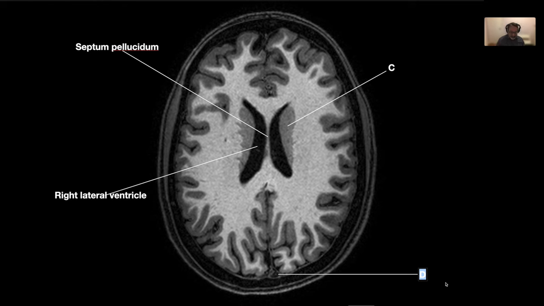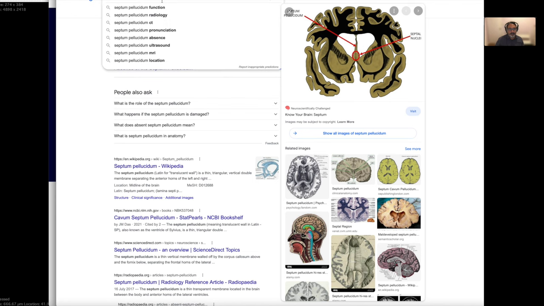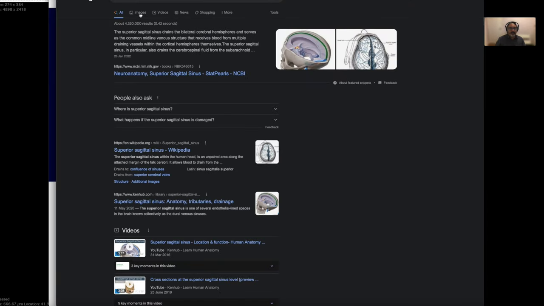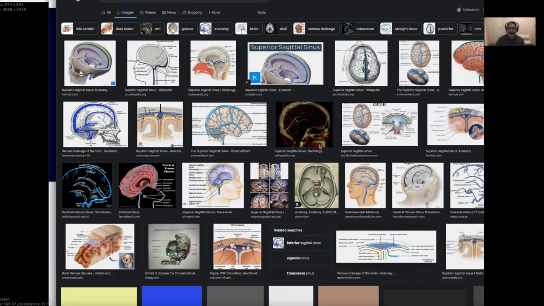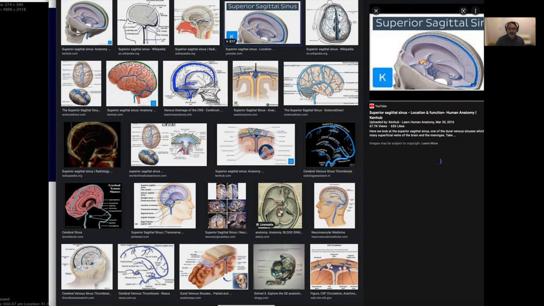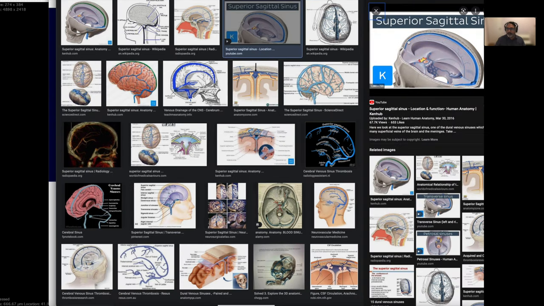It is still the superior sagittal sinus. And the way it is, let me actually show it to you. Now the superior sagittal sinus, if you look at the structure, any one of these is okay. Let's just use Kenhub. It goes from the front all the way to the back. So if you've got a cross section like this, you're still seeing the superior sagittal sinus.